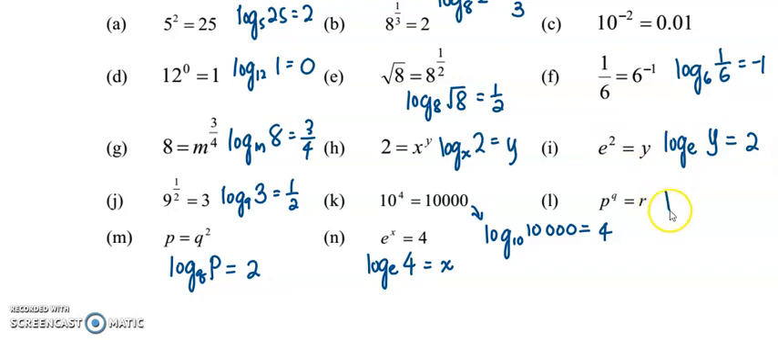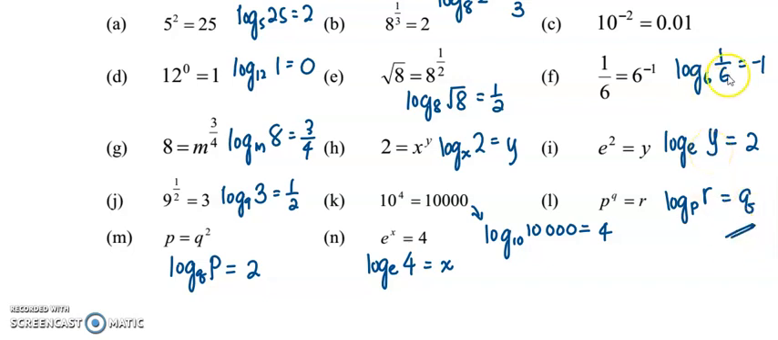Alright, the last question. Index form is p power of q, so the base is p, so taking the base of p, you put it here, p. And then log r to the base of p equals to the power of the index form, that is the q. The power is the q, so this is equal to.